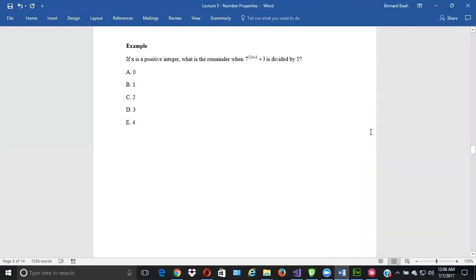Hi guys, today I'm going to explain to you how to do a certain kind of remainder problem that you might run into on the GMAT if you're doing well on the test. So here's an example of this question.